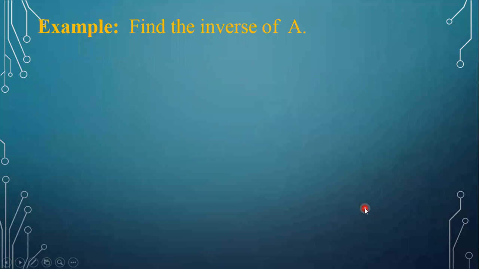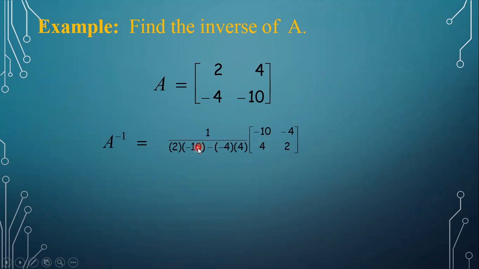Let's look at an example where we have to find the inverse of the matrix. We are required to find the inverse of this matrix here. First of all, we look for the determinant, which will be got by multiplying the elements along the major diagonal minus the product of the elements along the minor diagonal here. So that will be negative 20 minus negative 16. And then we get 1 over negative 20 minus negative 16 times the partial inverse.